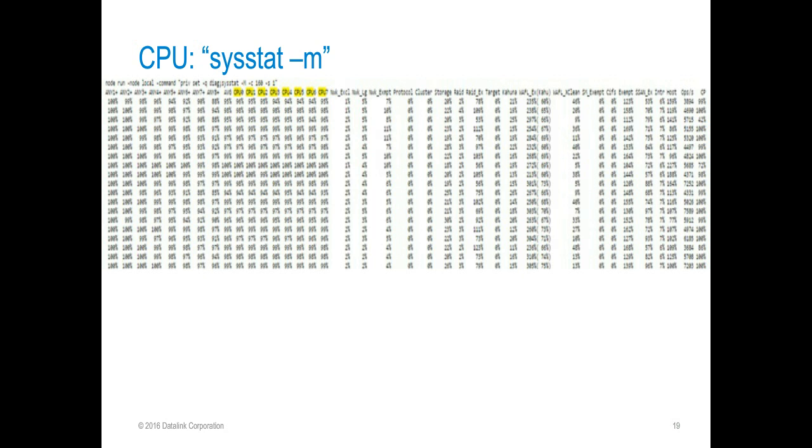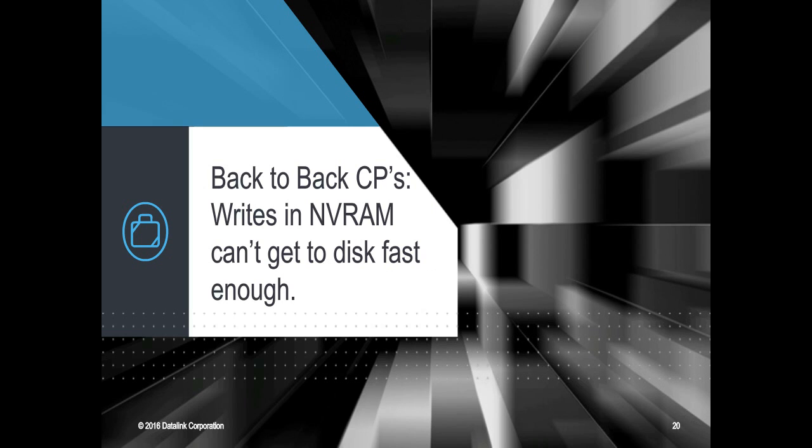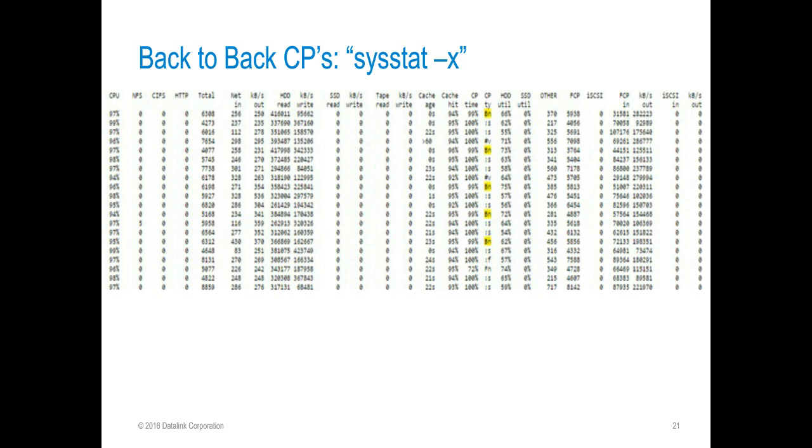So now we're going to move on to the next slide, which we're going to discuss back-to-back CPs, which are writes in NVRAM that can't get to disk fast enough. So a back-to-back CP occurs when one CP, which is a consistency point, happens, and during the process of the CP writing to disk, another CP occurs. They are almost always tied to a write bottleneck.